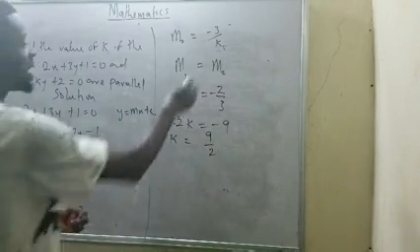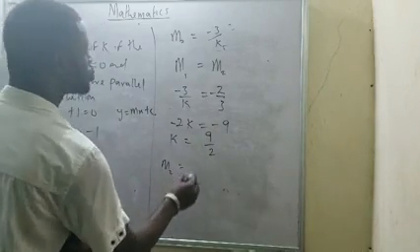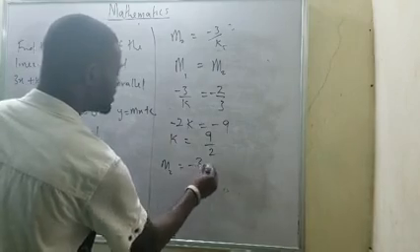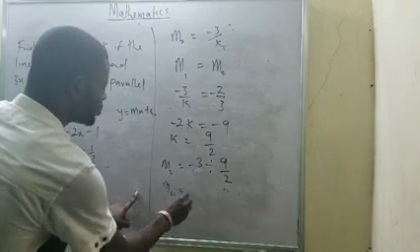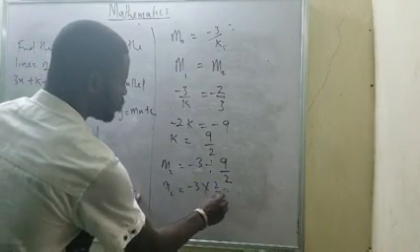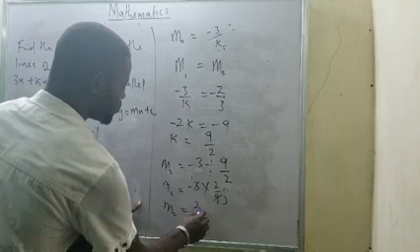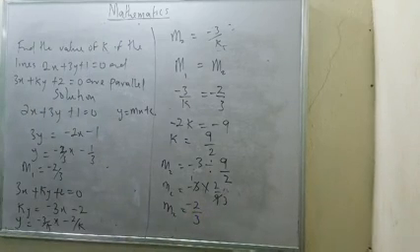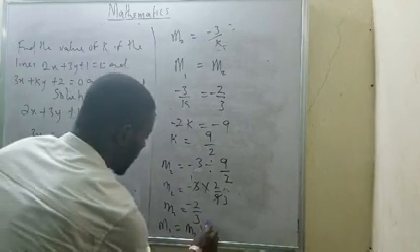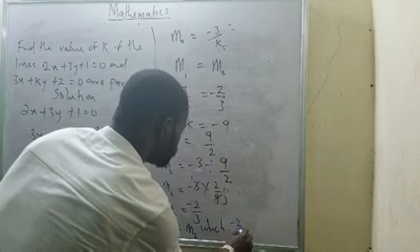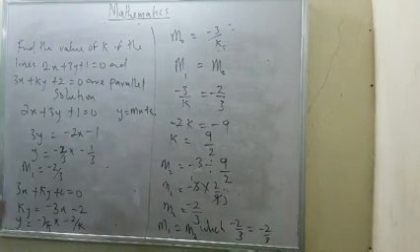Now, I want to get my M2. What is my K? I'll set my M2 equals minus 3 all over K, divided by 9 all over 2. Now, my M2 equals minus 3 multiplied by 2 all over 9. Here 1, here 3. It means my M2 equals minus 2 all over 3. Now, M1 equals M2, which is minus 2 all over 3 equals minus 2 all over 3, which means they are parallel.